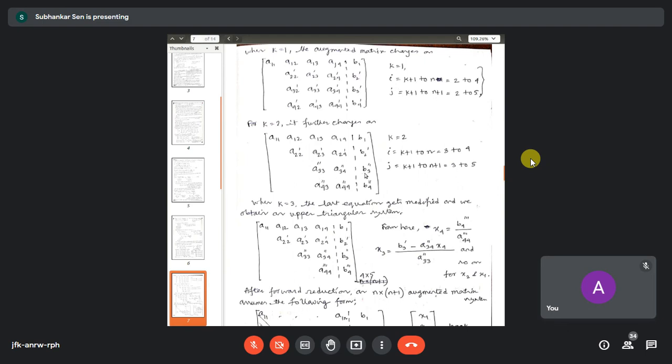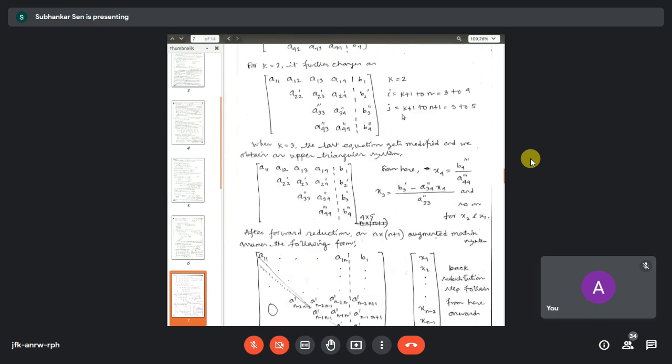We are doing it. So it was dash, it has become now double dash. So this second forward reduction is done. Let us come to the third forward reduction. When you go for the third forward reduction, by that time, our first equation, second equation, third equation, they are untouched. They are as they are. And the fourth equation, now double dash has become triple dash.